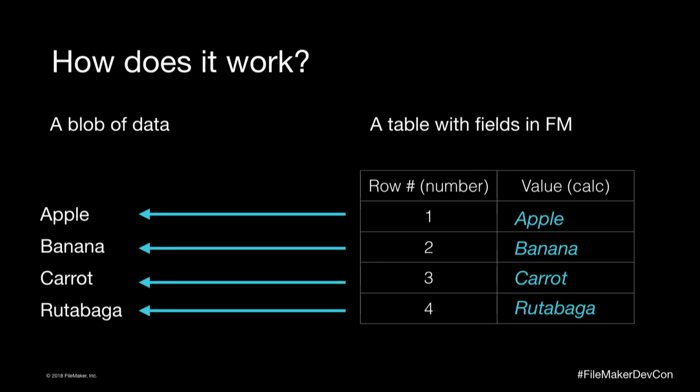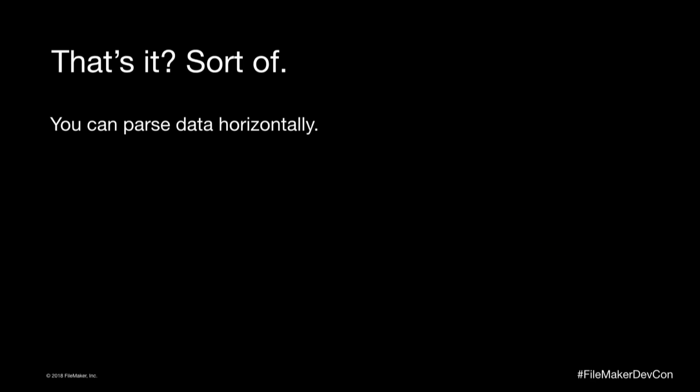So because you're looking at row 1 of the data, you go to the blob and you say that's Apple, and it's going to pull that into the calculation. So you've got a hard-coded field, and then you've got a calculation that uses that hard-coded field to know where to look in the data. You can parse data horizontally, and this is where a lot of the magic happens with virtual lists.